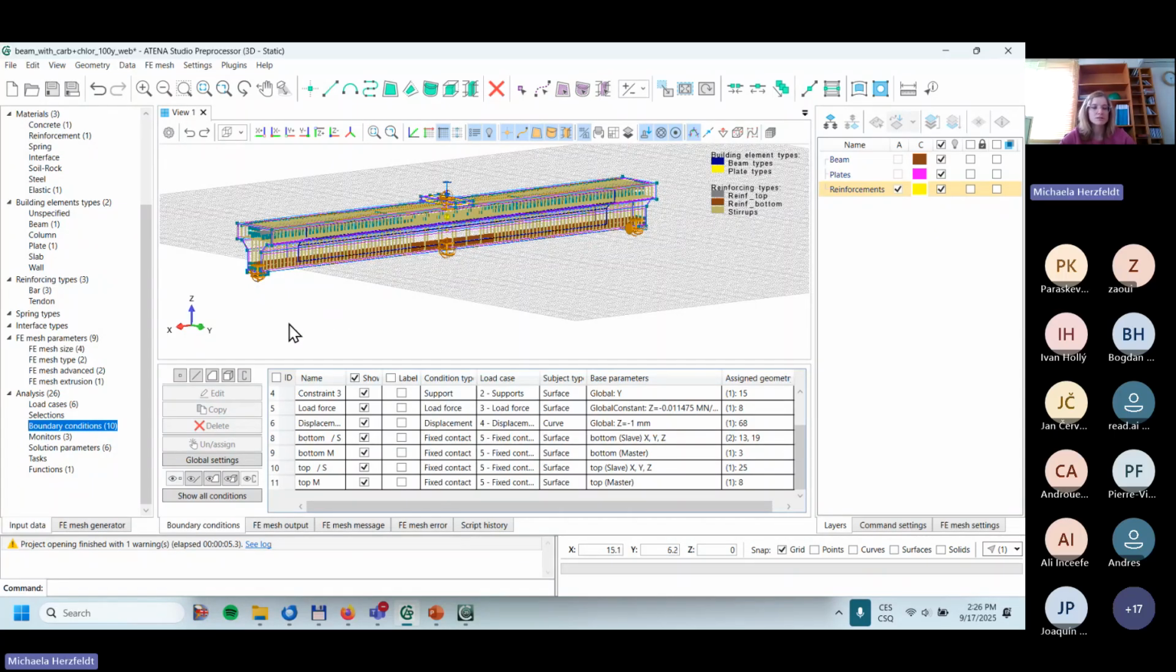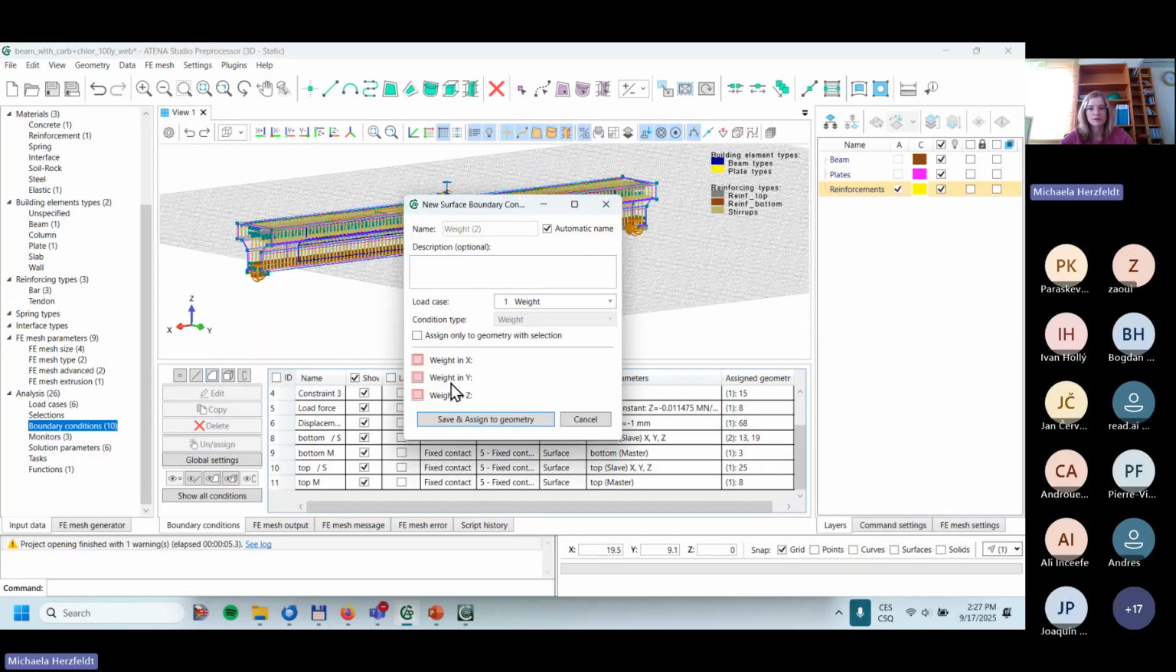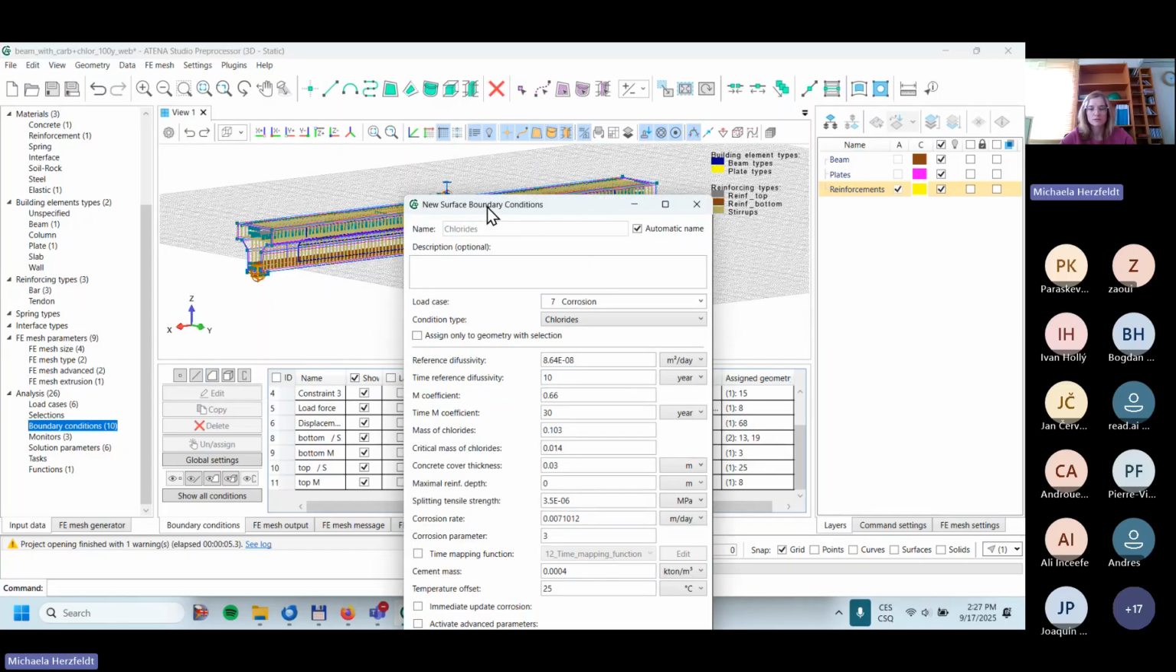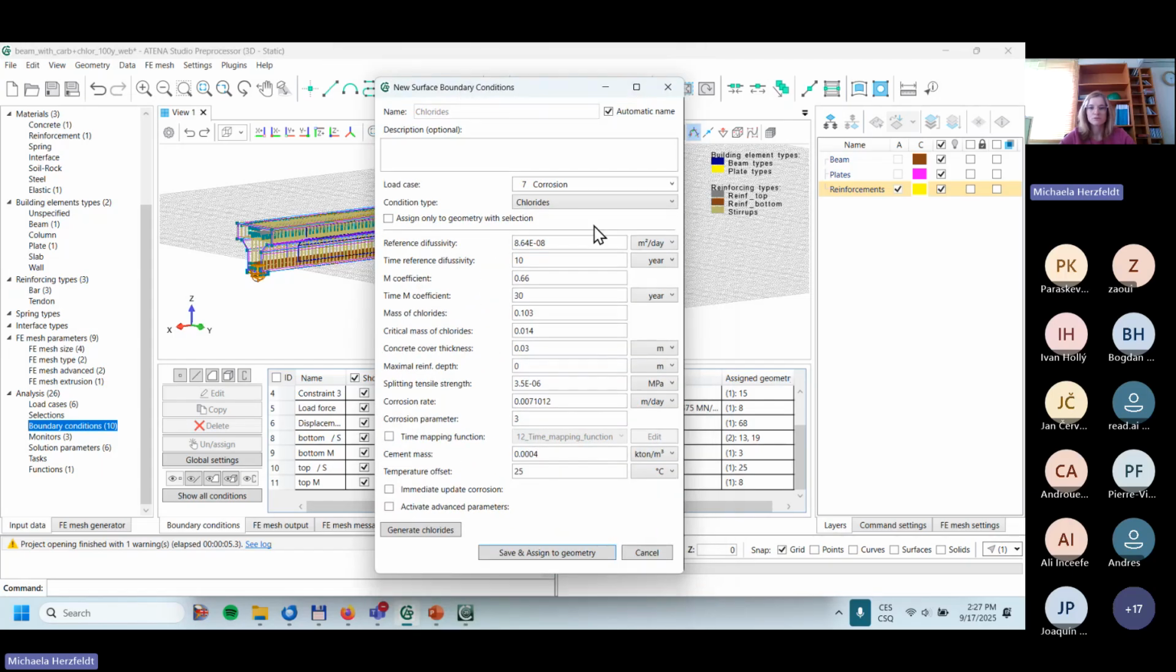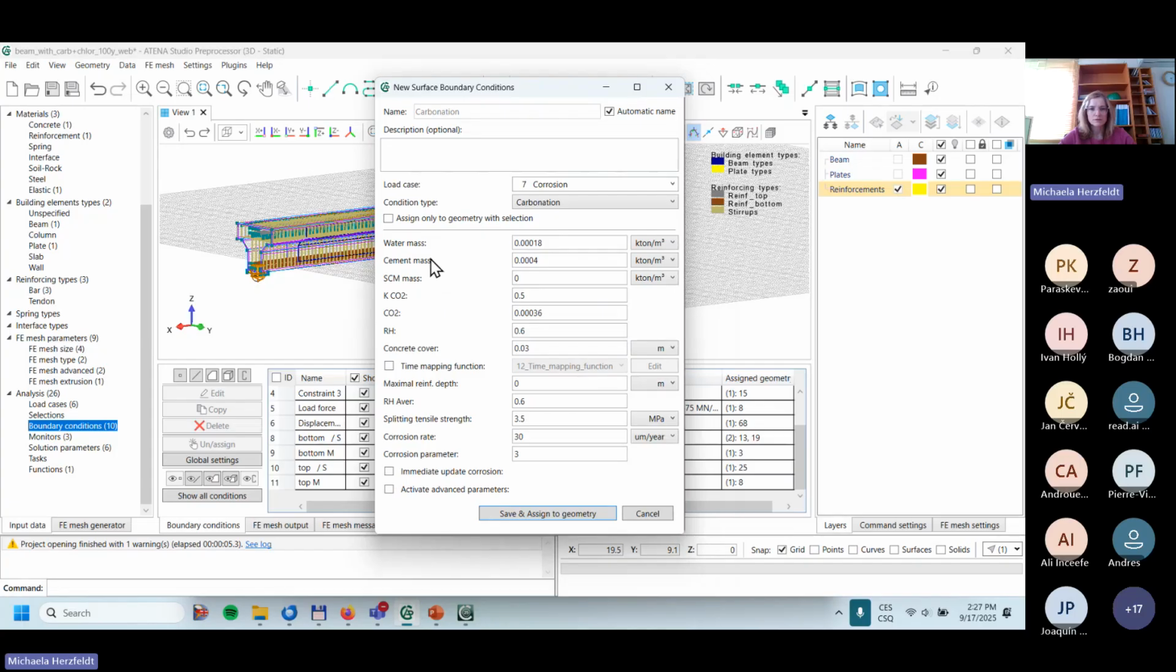As I mentioned, these boundary conditions for the chloride and carbonation are defined for the surface. So we go to create new condition on the surface. Then we have to choose the correct load case, which is corrosion. And I will first start with carbonation.